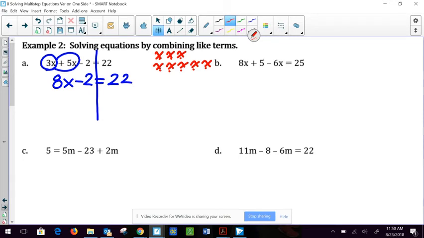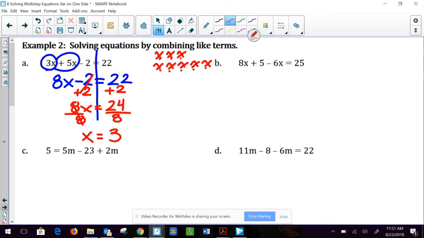How do I move that minus 2 over? By adding that 2 just like before. So 8x is equal to, what's 22 plus 2? 24. Now we divide both sides by 8, and our final answer is, you guessed it, 3. Great, great, great. Let's look at one like letter C.